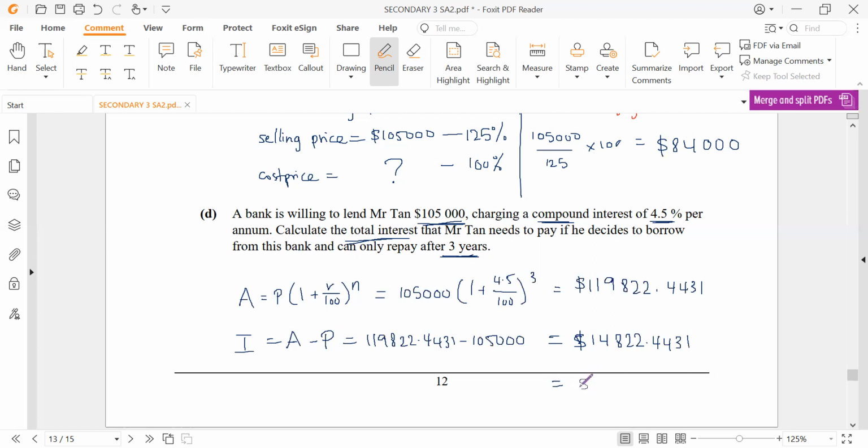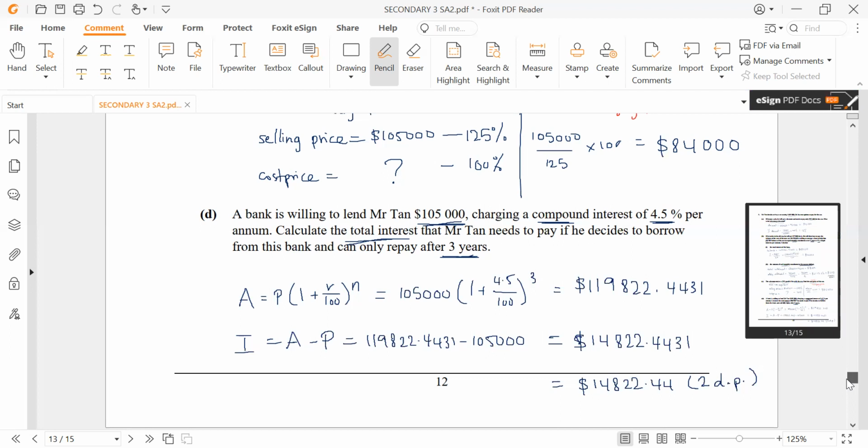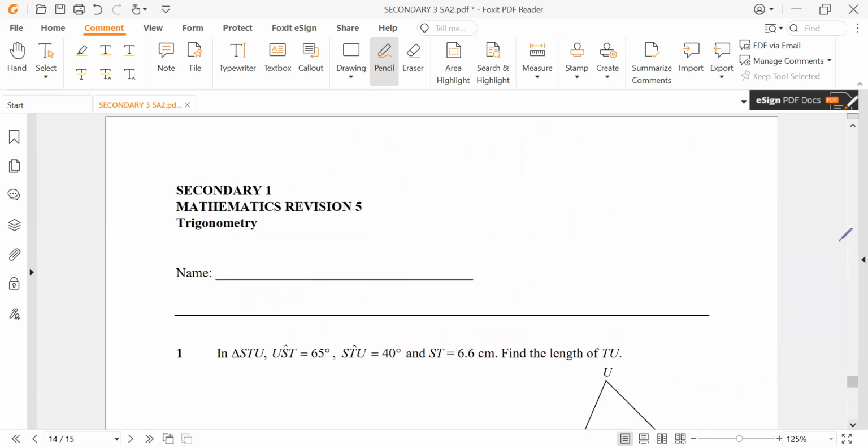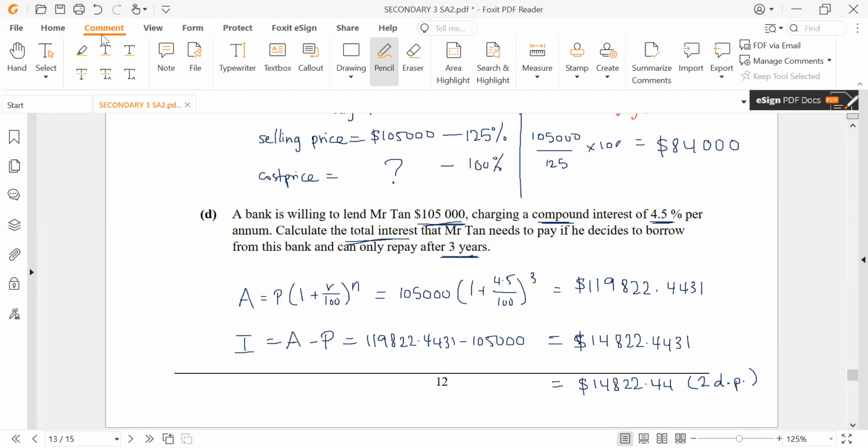Here they did not mention rounding off to the nearest dollar. Therefore, we are going to use two decimal places, $14,822.44. Correct, two decimal places. Why two decimal places? Because this is a question related to money. Okay, so you all clear on that? I hope you all are clear, and I hope you see the application of how we calculate hire purchase and how hire purchase is used in an everyday life question.